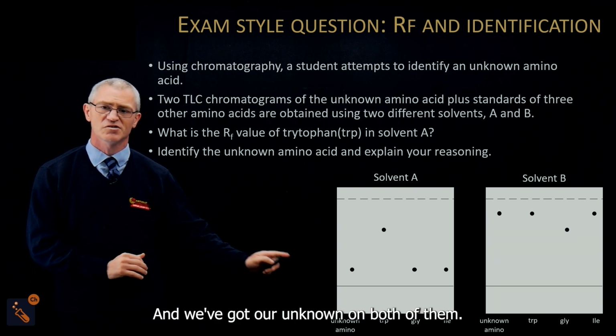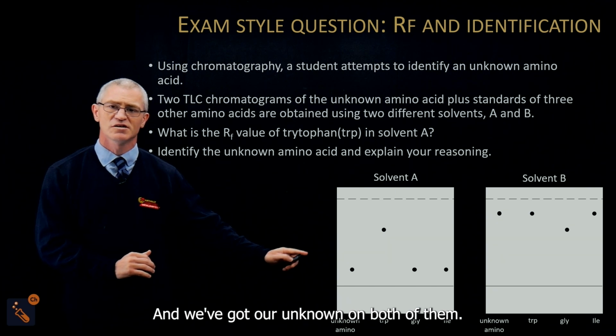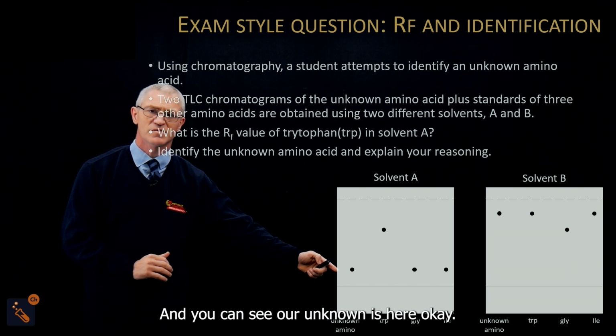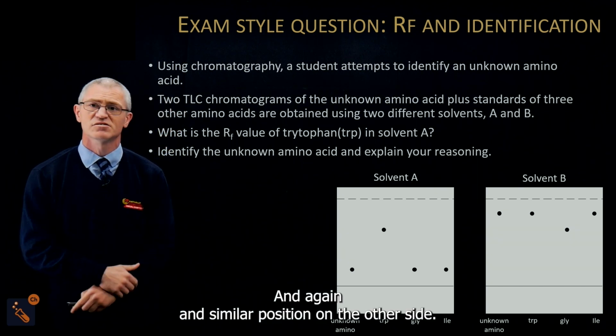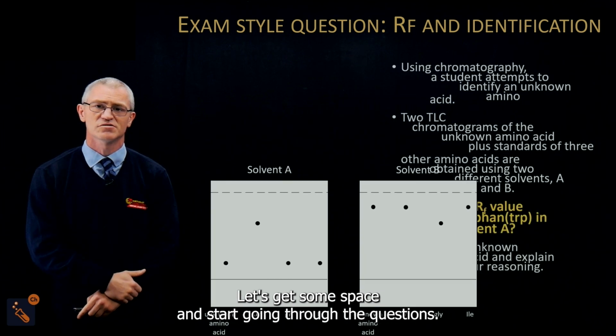So here we have your two different chromatograms, and they're in two different solvents, solvent A and solvent B. And we've got our unknown on both of them, and you can see our unknown is here, and again in a similar position on the other side. Let's get some space and start going through the questions.